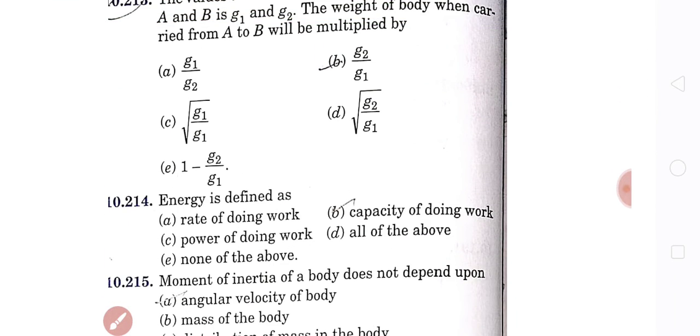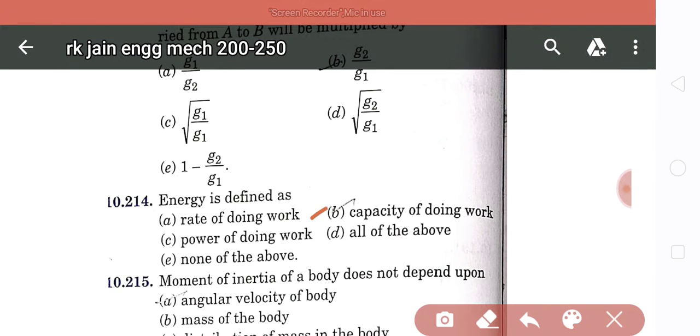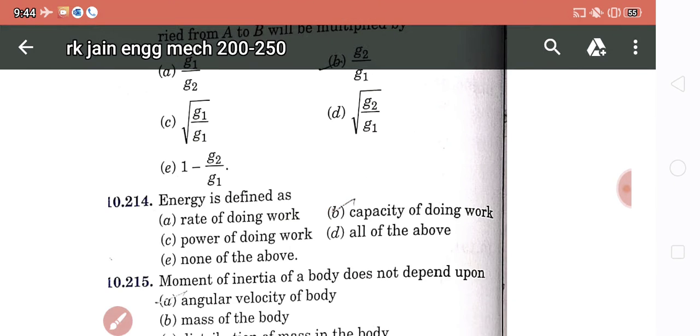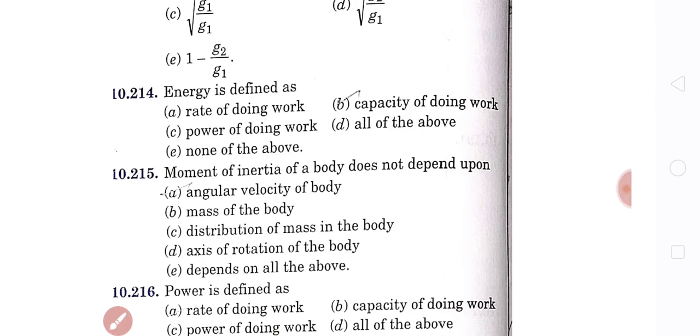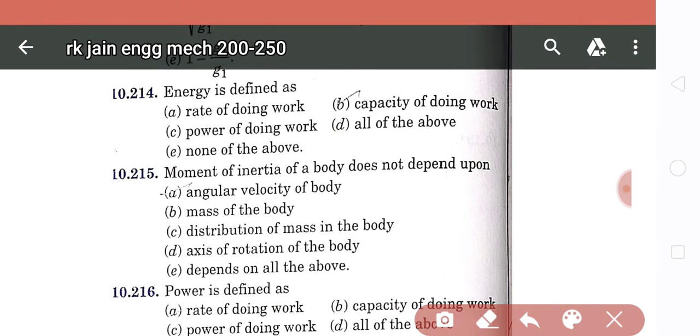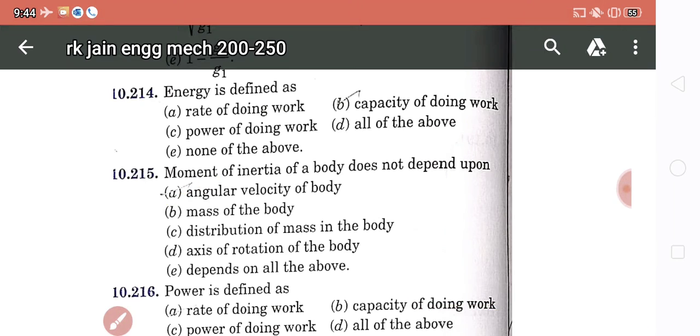Energy is defined as the capacity of doing work, and rate of doing work is known as power. Next question. Moment of inertia of a body does not depend upon angular velocity of body. It depends on mass of the body because of m k square, distribution of mass in the body, and axis of rotation of the body. Next.